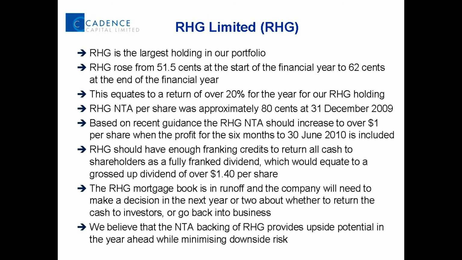We believe that the cash in the bank and net tangible asset backing at the June full year will be about 95 cents, and that the company's position to pay a grossed up fully franked dividend would be around $1.40. Now, as the company continues to generate cash through the runoff of its book, that cash will simply get larger and larger, and so too will the franking account. So we believe that over time, the difference between the cash in the bank, the NTA, and the share price should contract. RHG continues to trade at a discount to cash in the bank and a discount to NTA, and we remain very comfortable with that position.